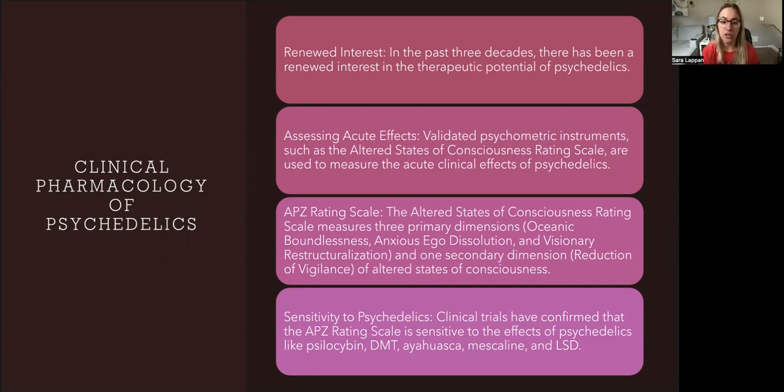So the Altered States of Consciousness Rating Scale, or the APZ, is one that is used to measure the acute clinical effects of psychedelics. On this scale, it measures three primary dimensions. Oceanic boundlessness. One of the effects of psychedelics is feeling this boundlessness of time and space. You're just kind of existing. I don't know what time it is. I don't know how long it's been.